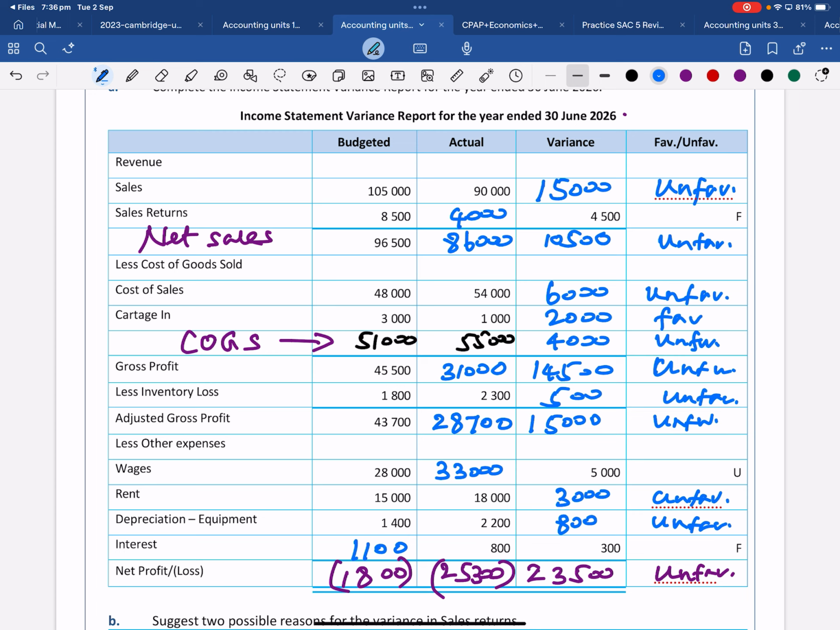Overall, poor expense control, and also have a look at the sales. The sales dropped by how much? 15,000 as a percentage. 14%, a 14% drop in sales. 15 divided by 105, so 14%, almost 15%. Whenever questions ask how much did this decrease or increase by, that's a good question. At this point, no, but when we do the ratios, yes. That one is important.